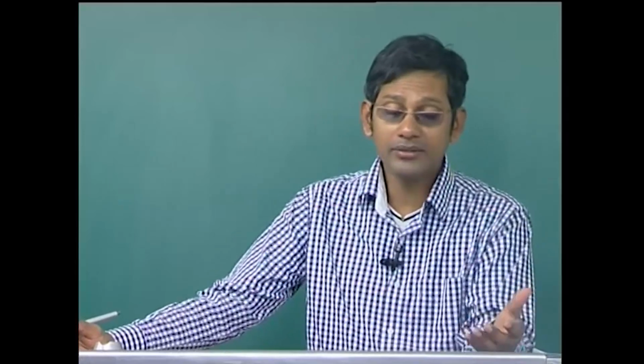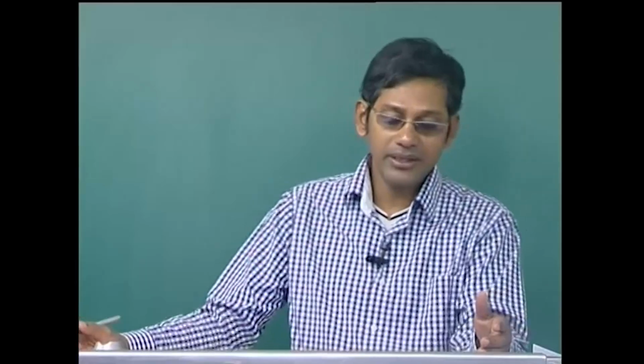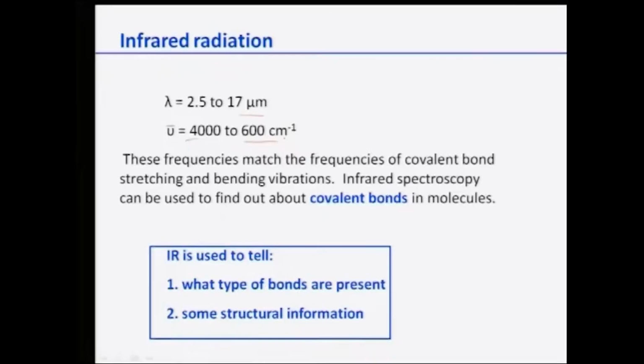This is why it is very widely used for covalent bond molecules. Infrared spectroscopy is normally used to tell you what type of bonds are present in the material and also some other structural information, which we will show you as we go along.